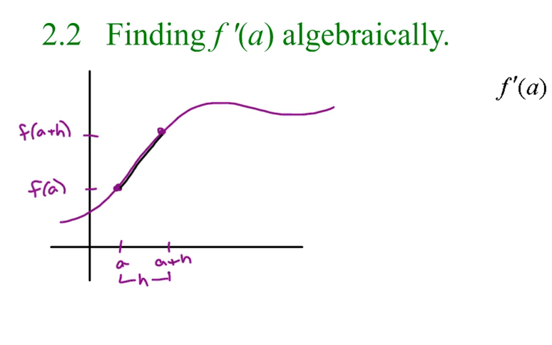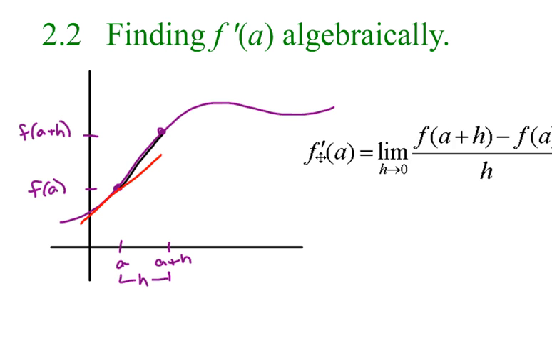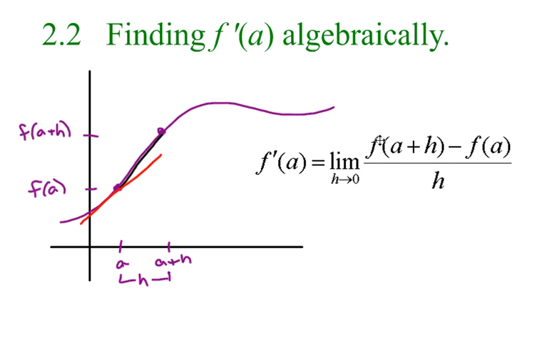But if we wanted the actual slope right at f of a, we would bring that h value as close to 0 as we could. And when we were done, we came up with this formula where the top, remember, is the difference of our y values, f of a plus h minus f of a. The bottom is the difference of our x values, which is h, because that's the distance between my two x values. And I'm taking the limit as that distance goes to 0, and that gives me my derivative at a, which is the slope of this red line.